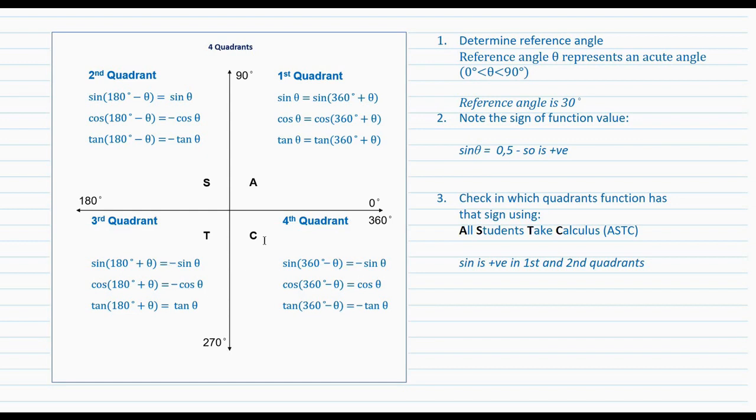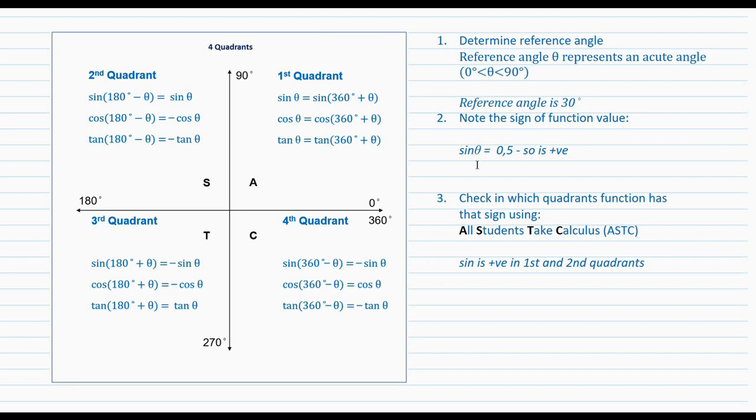And lastly, for the fourth quadrant, any value between 270 and 360 can be determined by saying 360 minus acute angle theta. And the C stands for cos. So cos is the only function that will give a positive value for an angle falling between 270 and 360 degrees. And it will have the exact same value as cos of the acute angle theta in the first quadrant.